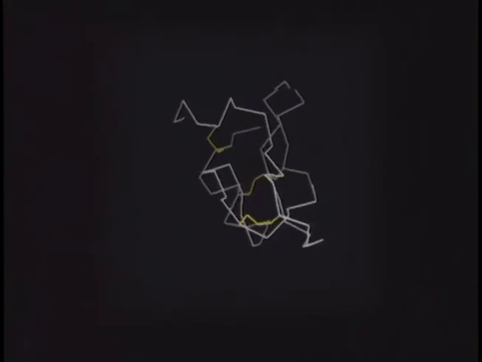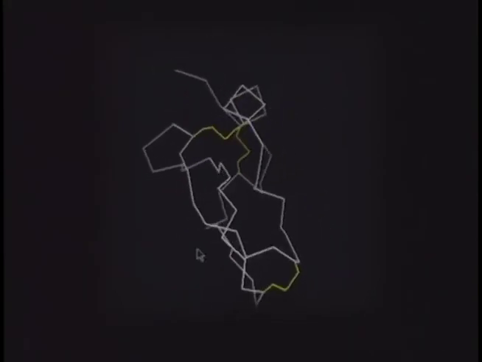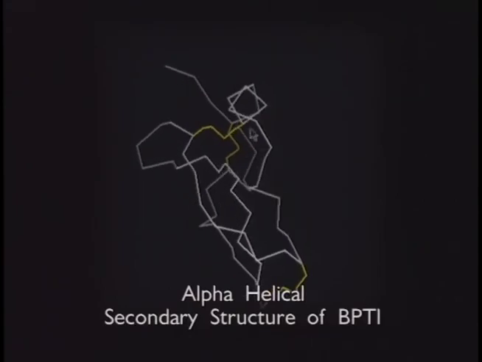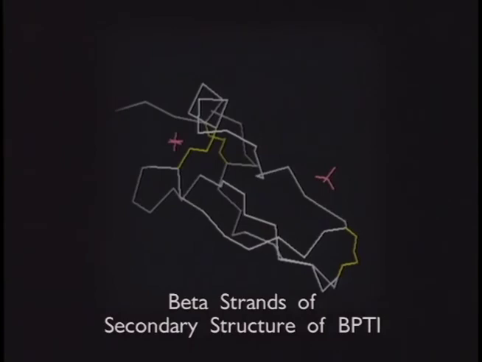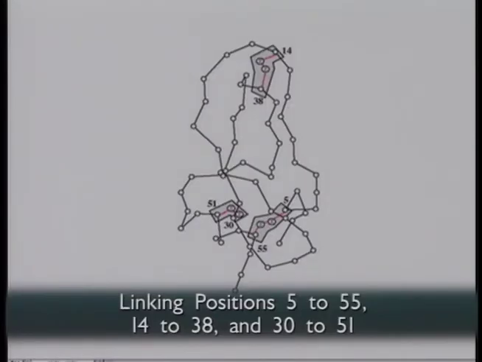For example, the 58-character primary structure of BPTI determines the presence of these two spiral staircase secondary structures called alpha helices, and these two beta strand secondary structures, and the fact that these three pairs of distant amino acids along the backbone become covalently bonded together by disulfide bonds as the protein is being manufactured.